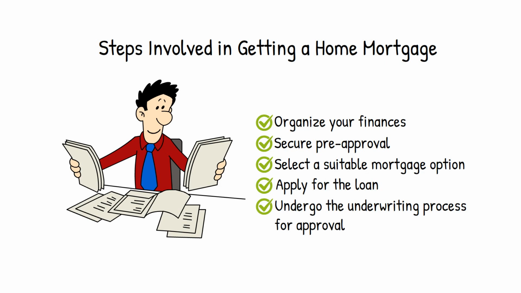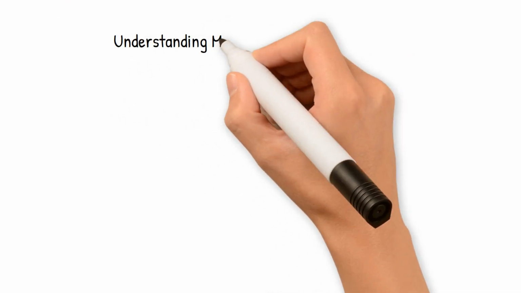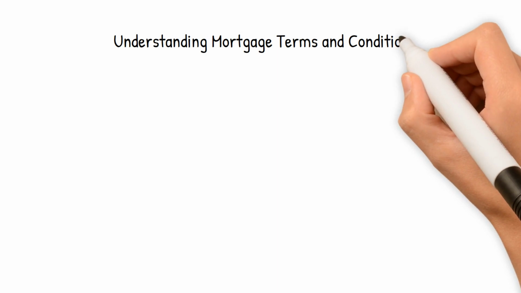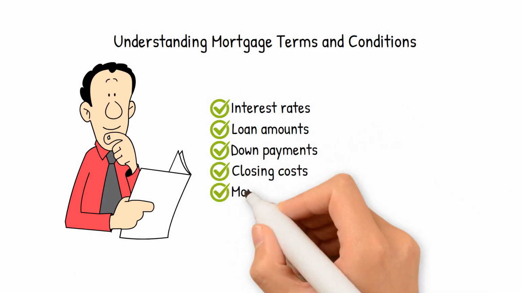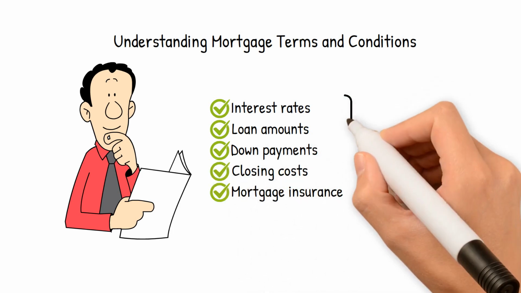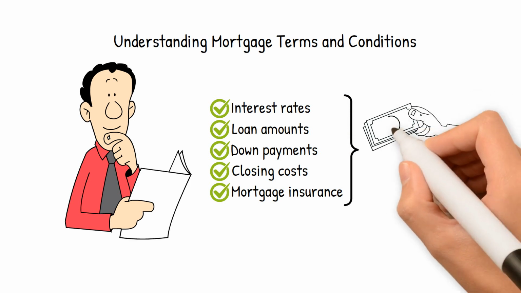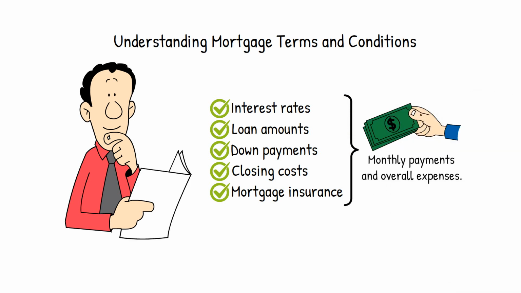underwriting process for approval. Exploring mortgage options entails comprehending critical terms and conditions like interest rates, loan amounts, down payments, closing costs, and mortgage insurance. These factors significantly influence your monthly payments and overall expenses.